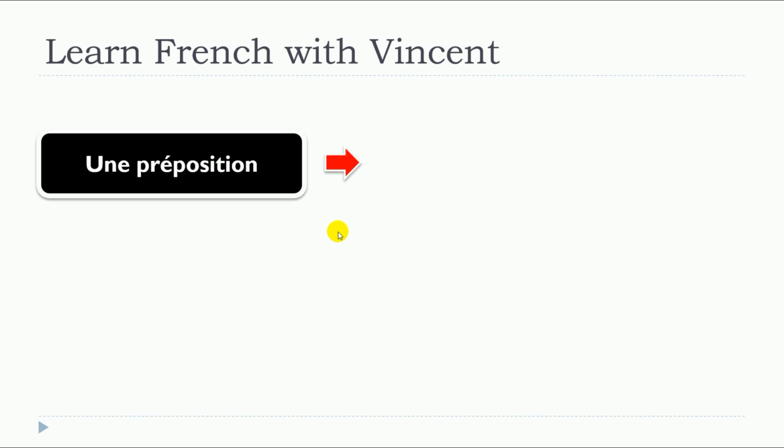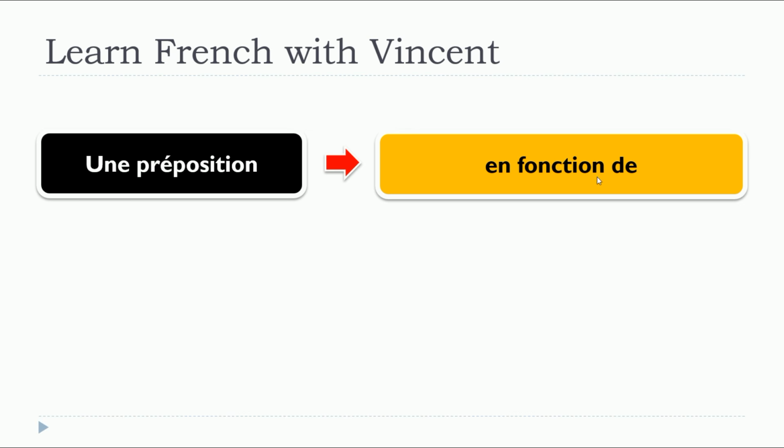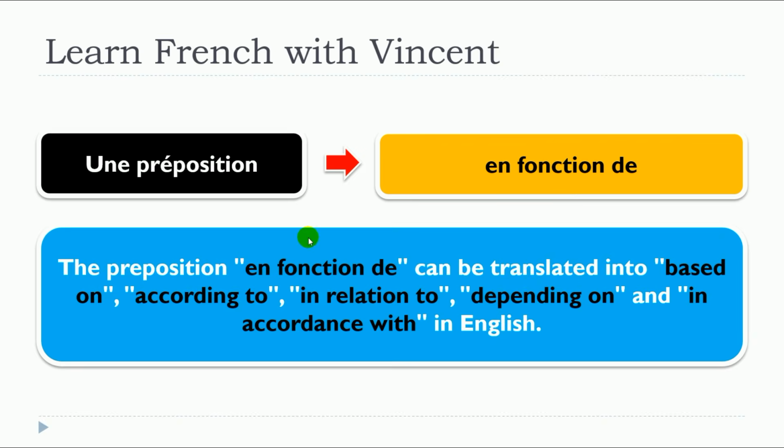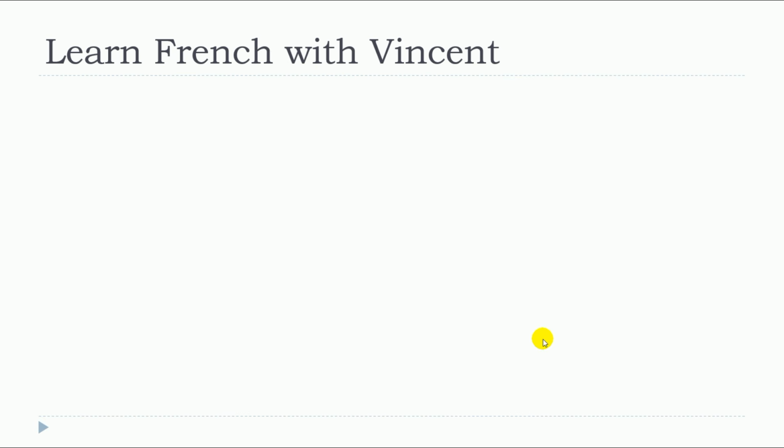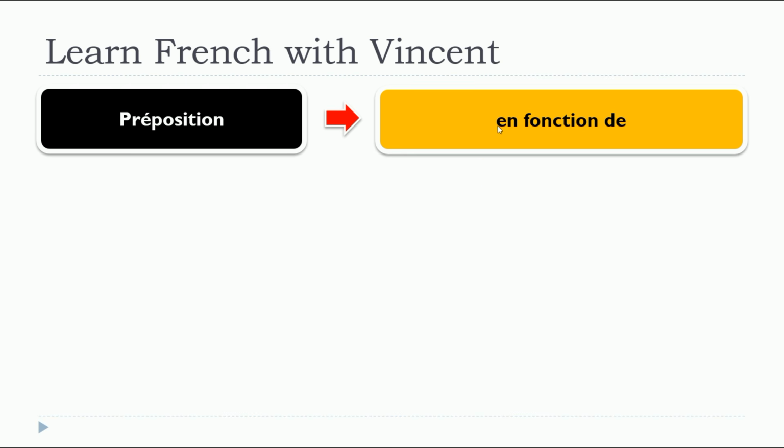So, this lesson is about en fonction de. And the preposition en fonction de can be translated into based on, according to, in relation to, depending on, and in accordance with, in English. So we will see 4 examples with en fonction de.